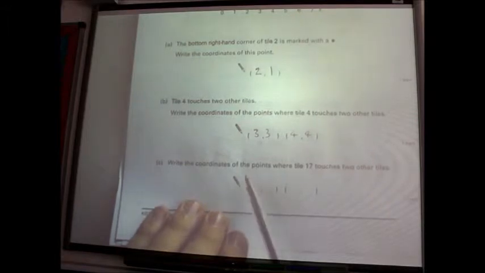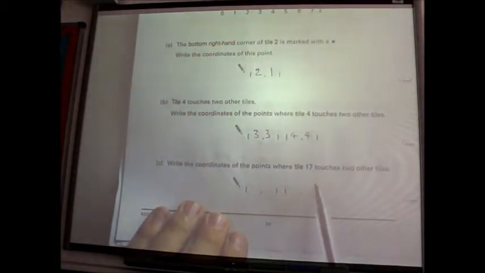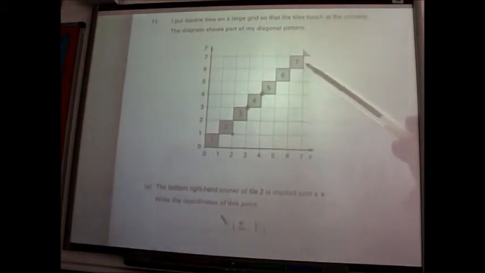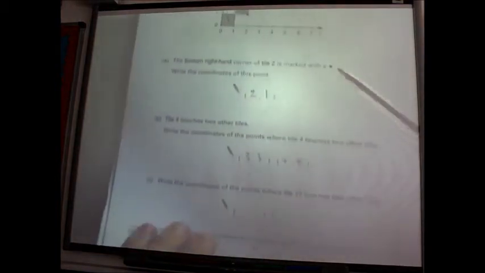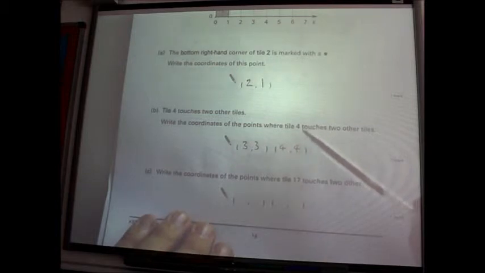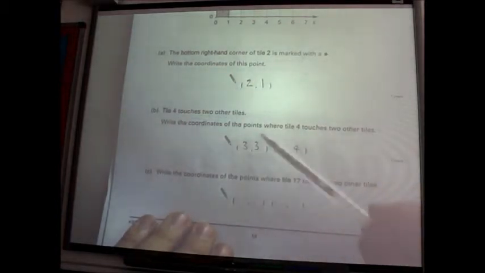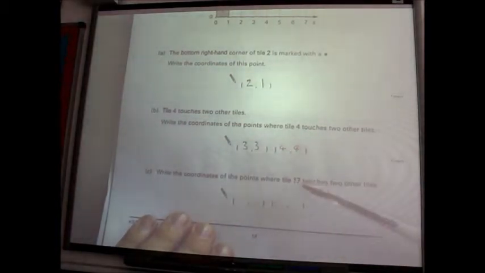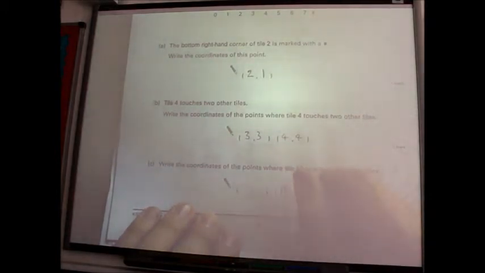Write the coordinates of the point where the tile 17 touches 2 other tiles. But if you look at here, we haven't got 17, so we've got to think of a way of figuring it out. We've just done it with tile 4, and it was 4, 4, so tile 17 is going to be 17, 17, and it's also the one below it, so it will be 16, 16 as well.